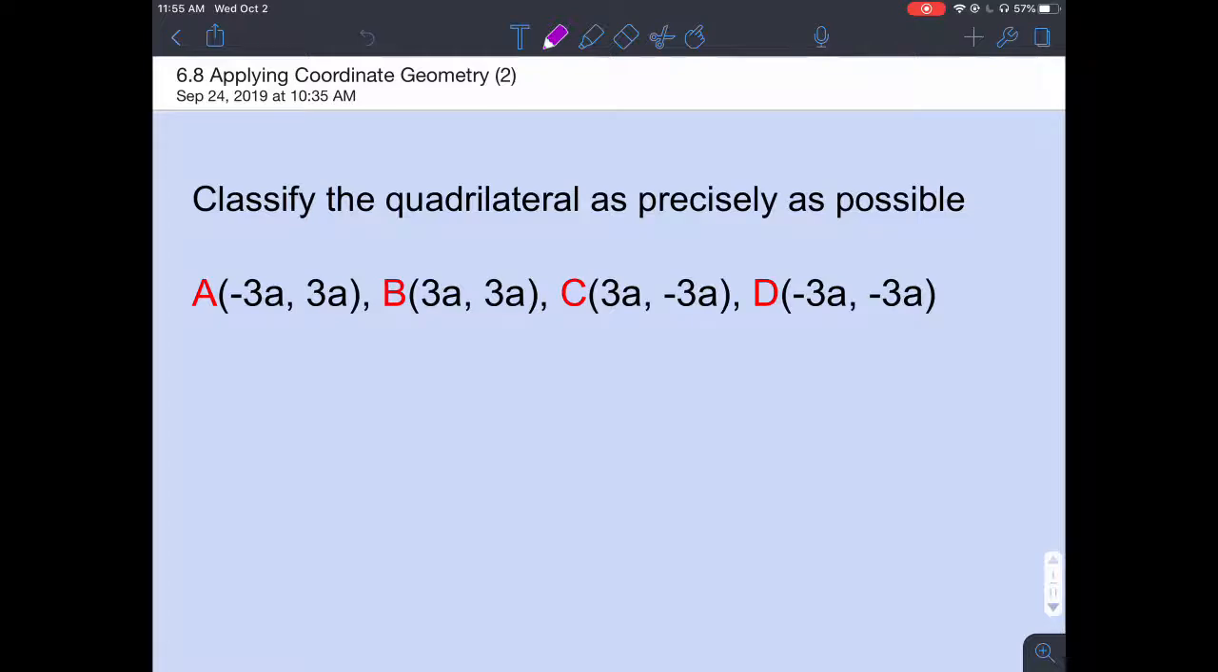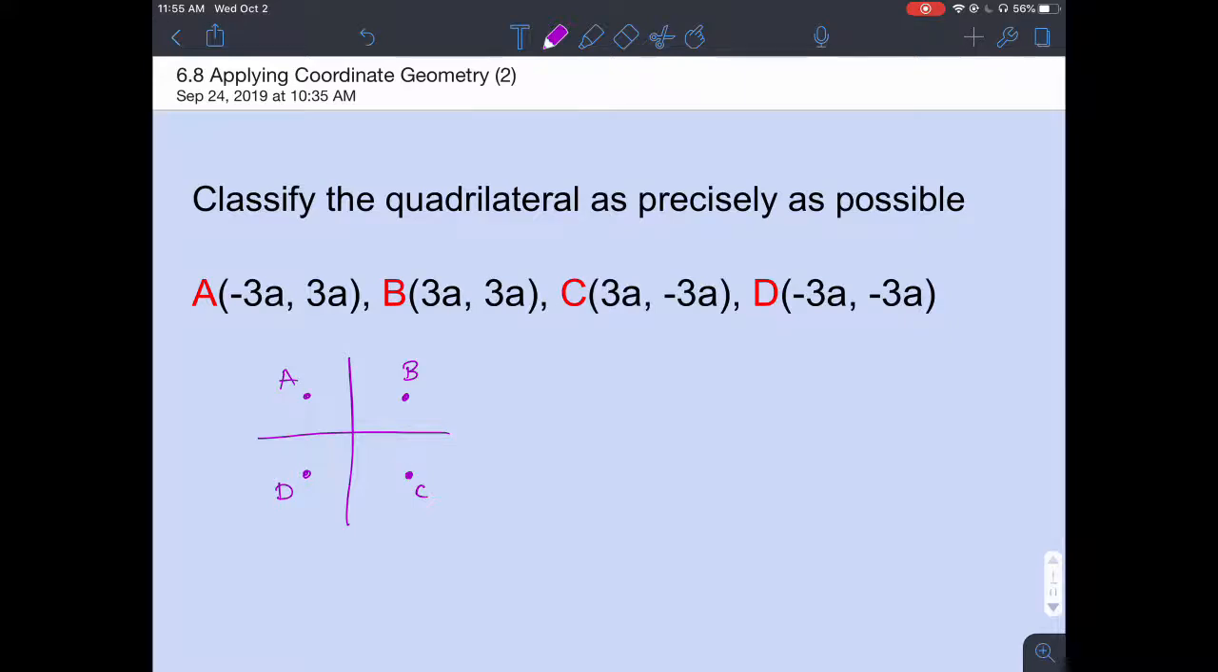So if we graph this, our point here would be 3 units to the left and 3 units up, and this would be point A. Point B would be 3 units to the right and 3 units up. C would be 3 to the right and 3 down. And D would be 3 units to the left and 3 units down.